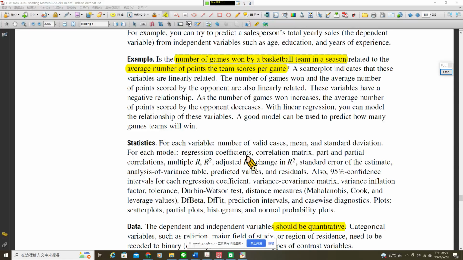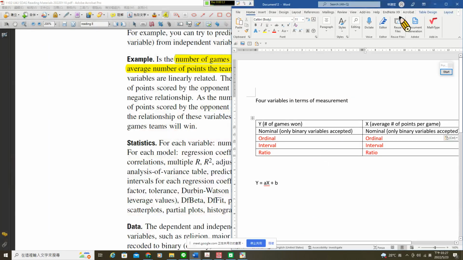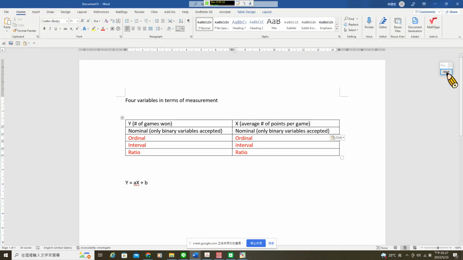So when we talk about regression, basically it tries to test whether there's a significant relationship between two variables. And as I said about the quality of the variables, we have to make sure that the y and x, y dependent variable, x independent variables, normally should be ordinal, interval, or ratio variables. Sometimes they can be nominal, but only binary variables are accepted for you to put into the equation.